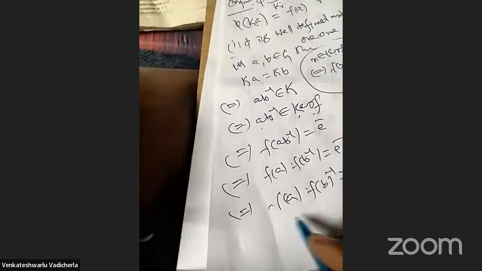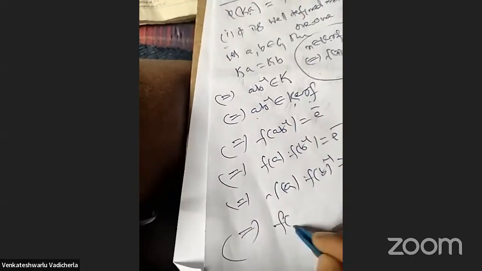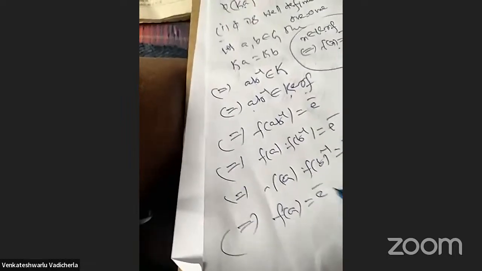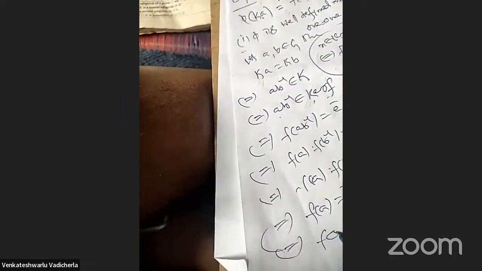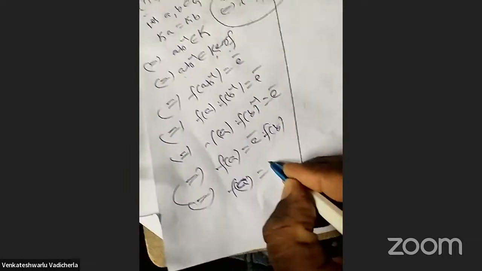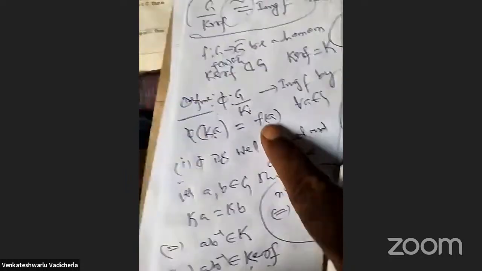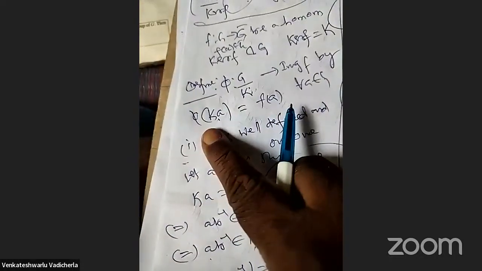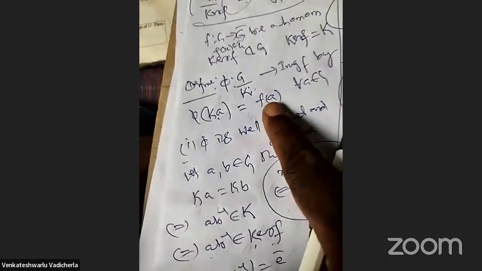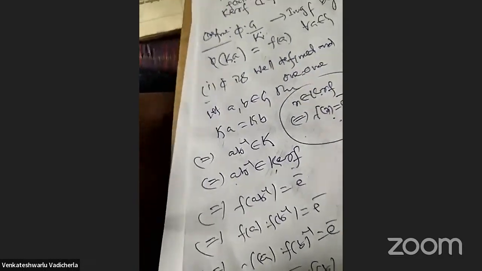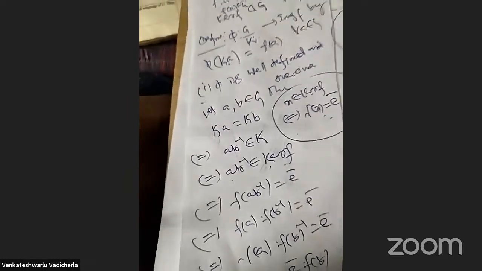So taking the right side, f of b goes across: f of a is equal to e bar into f of b. So f of a is equal to f of b. What is f of a? By definition, f of a is equal to pi of ka. So f of a is equal to f of b if and only if pi of ka is equal to pi of kb.